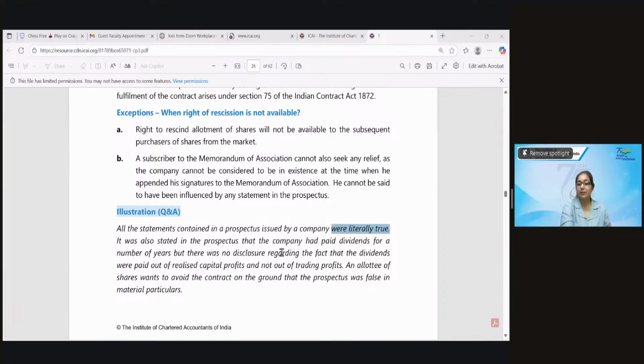All the statements were literally true. It was said that the company has paid dividend for a number of years, but there was no disclosure that the dividends were paid out of the capital profits. Tell me, children, is there a misstatement or not? Allotee wants to void the contract, saying that the prospectus was false related to material particulars. Can he void it? Yes or no? Absolutely yes, because you have not known the source on the basis of which dividends are being paid out.